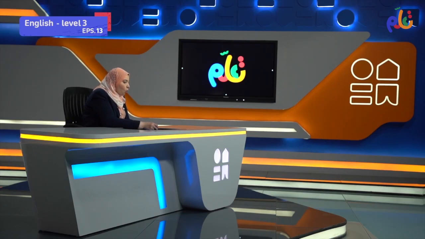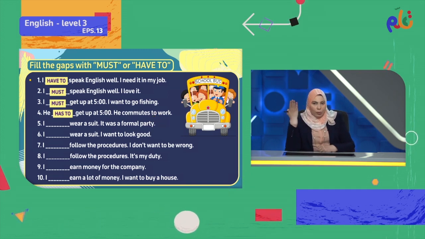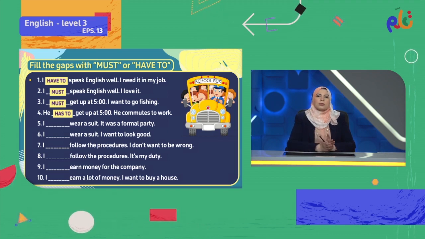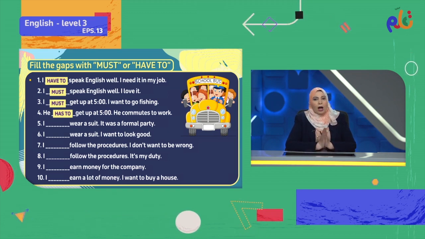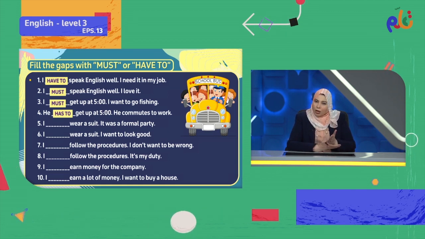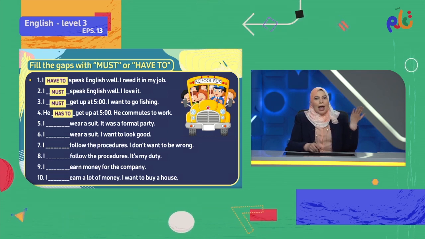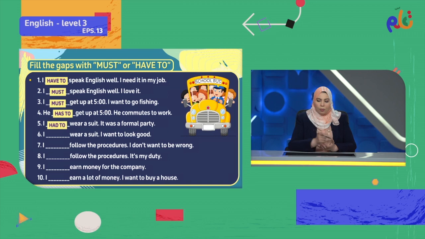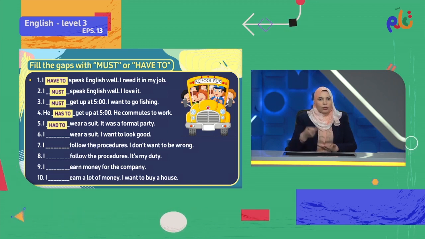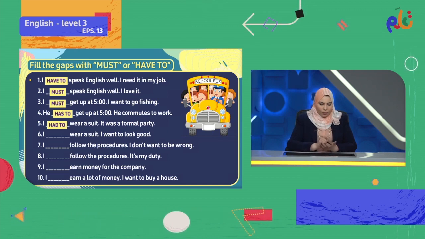Okay. Wear a suit. It was a formal party. I wear a suit. It was a formal party. And remember, here we're talking about something that already finished. So for a formal party, I choose my clothes, or it's a dress code I can't change. Here we're talking about something I can't change. It's the rule for the party. So in this case, we're talking about had to, because it's the past of have to. Here it was, so we're talking about a past form.